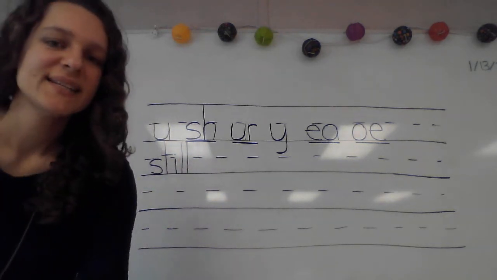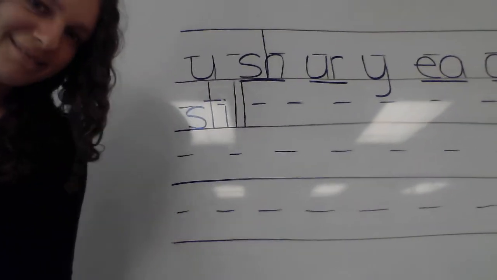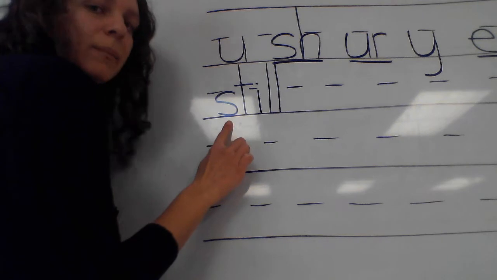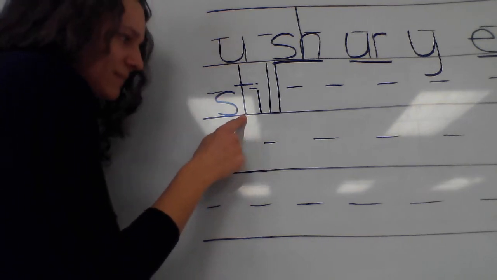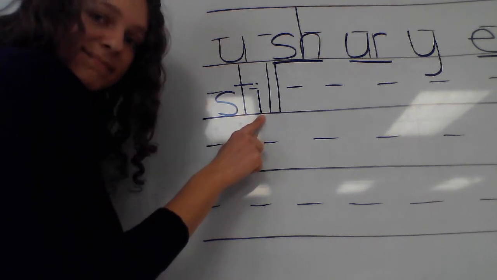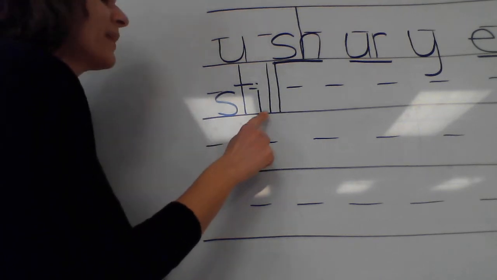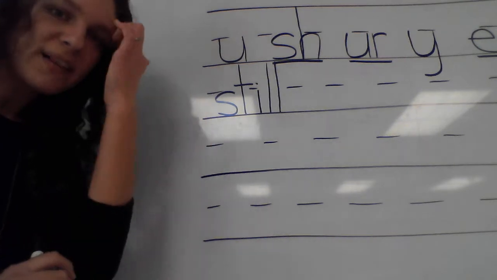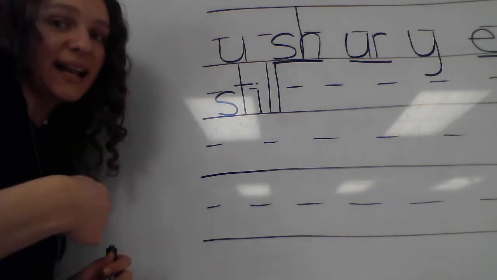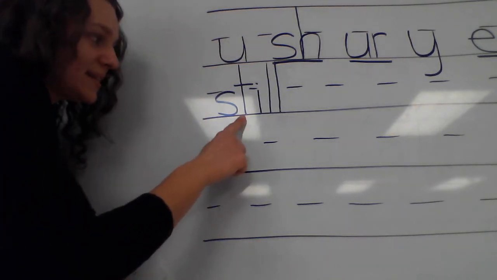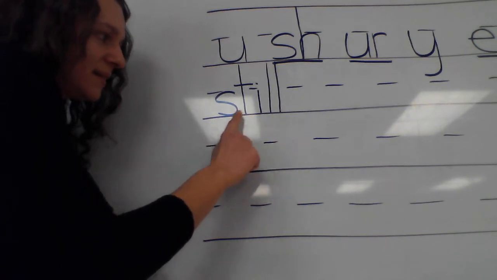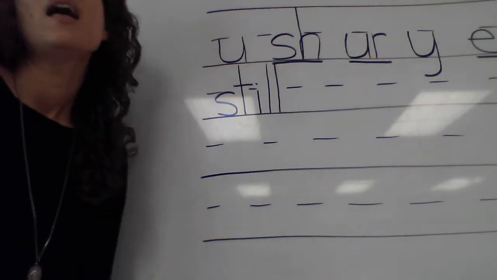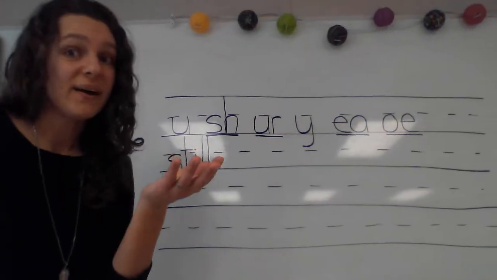All right, make sure your word looks like mine. Does this need a marking? How about this? How about this? I'm saying its first sound. How about this? This one? Now remember, we don't mark our floss rule. All right, so now we just need to read our word. Good, still.